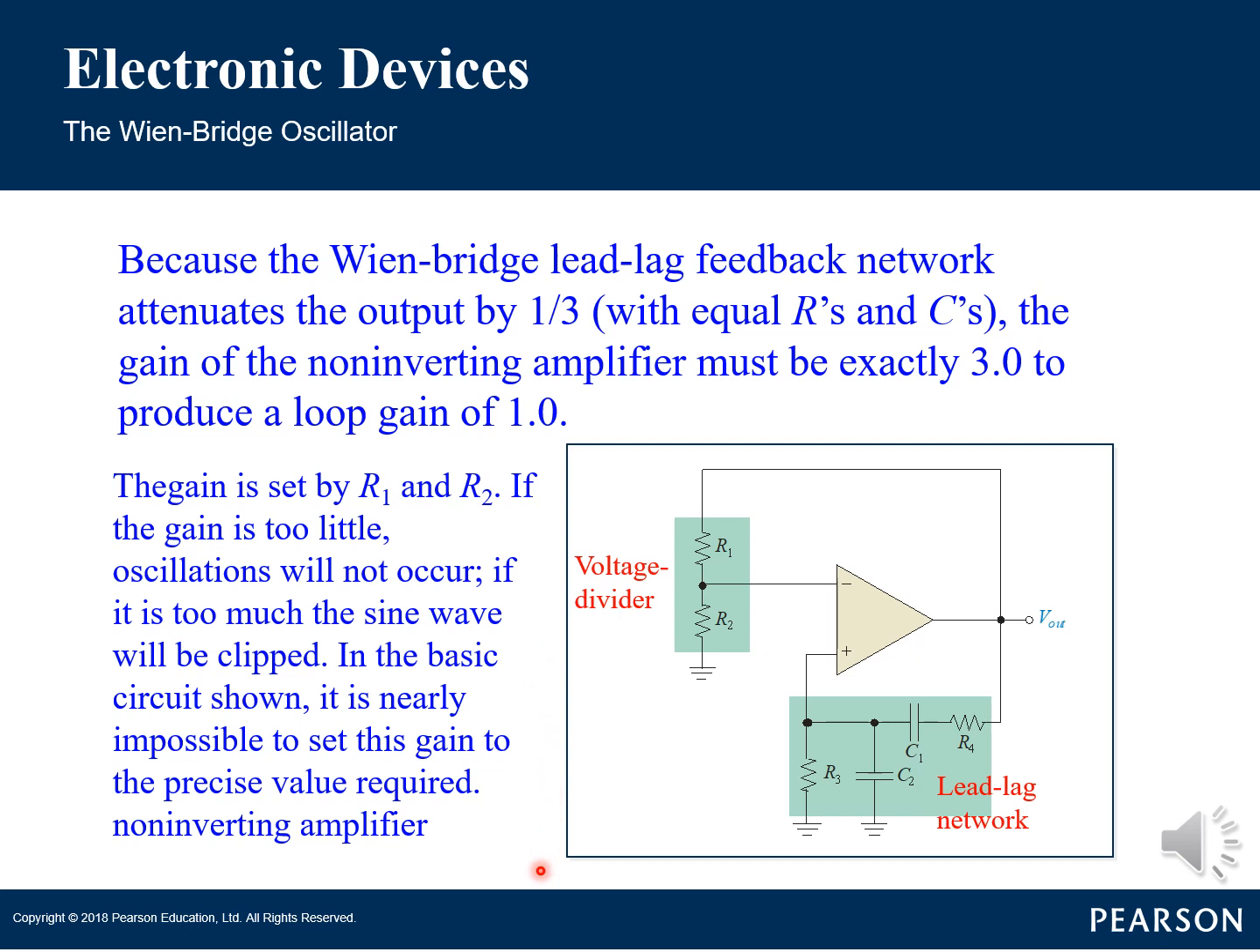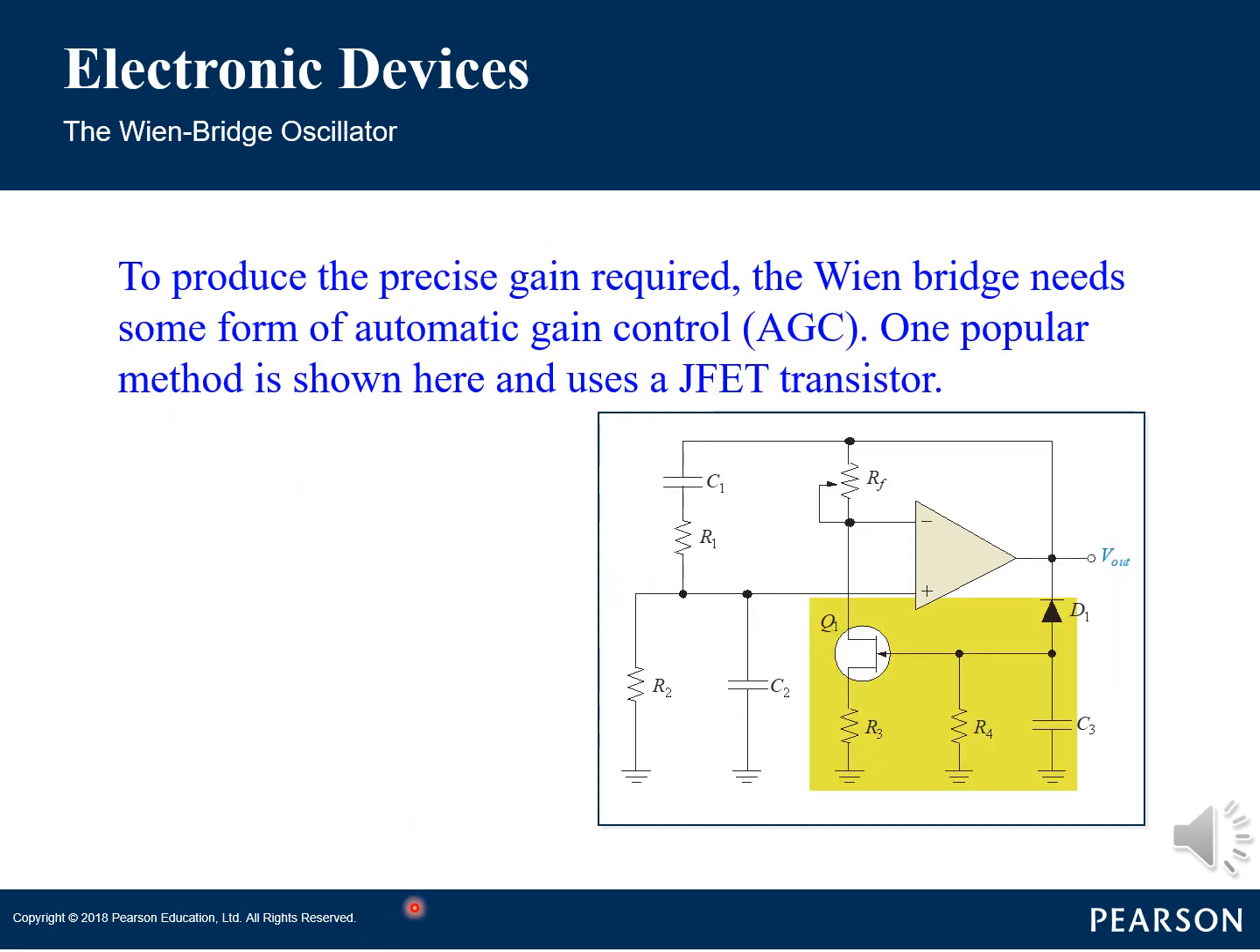In the basic circuit shown, it is nearly impossible to set this gain to the precise value required for the non-inverting amplifier. To overcome this problem and produce the precise gain required, the Wien bridge needs some form of automatic gain control, AGC. One popular method is shown here and uses a JFET transistor. This method can produce an excellent sinusoidal waveform that is stable.